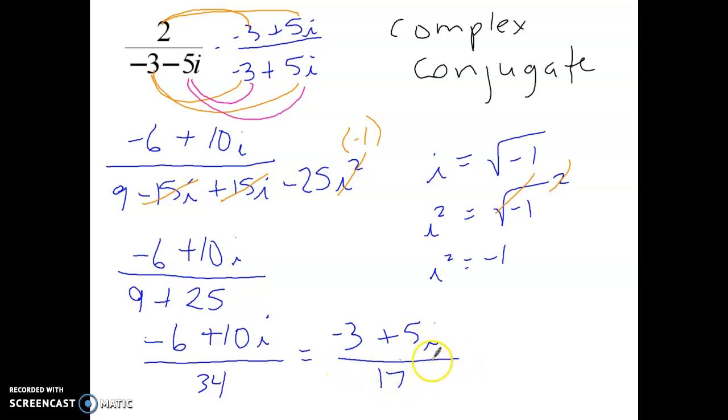And y'all be careful that that division symbol goes all the way across. Make sure that it's from the negative 3 all the way under the positive 5i.